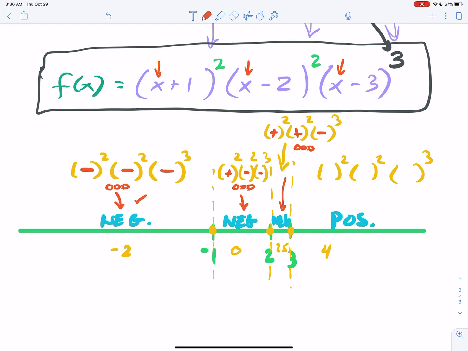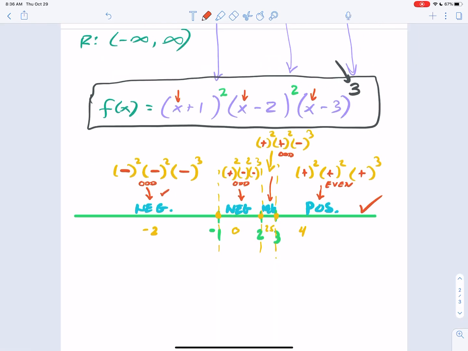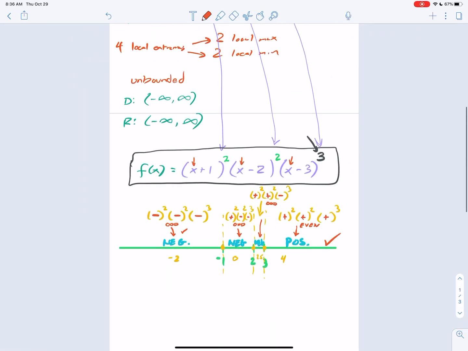If I plug in 4 into x, I should get a positive, positive, positive. Notice how there are no negatives here, so I have an even number of negatives, even though it's 0. So that implies that it's positive. So now I know that my answer is good. Okay, that's the last thing you guys have to do with your verification there, all right?